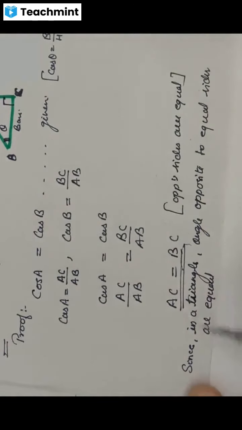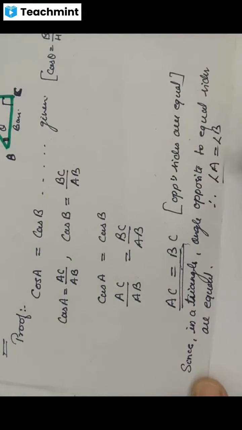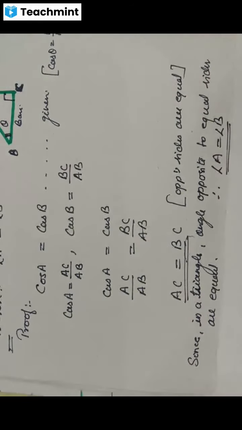And we know this, that if the triangle is having opposite sides equal, that means the angles opposite to the sides of a triangle are also equal. So therefore you can write angle A is equal to angle B. Is it clear? This part is also clear?